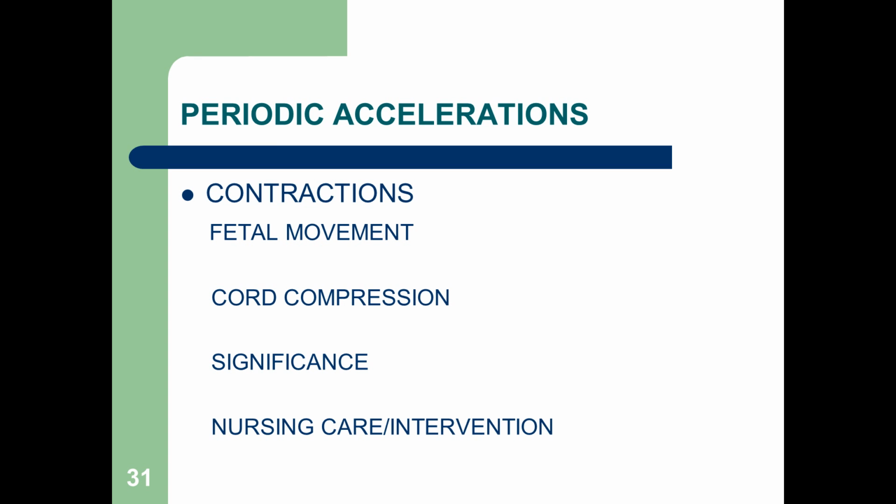Cord compression with contractions sometimes occludes the umbilical vein and decreases blood flow, which increases fetal heart rate to compensate. So when you've got some compression there, the fetal heart has to compensate, so the heart rate will increase. Significance, well, it can mean maybe a decrease in amniotic fluid or cord compression. Change position and continue to monitor, okay?